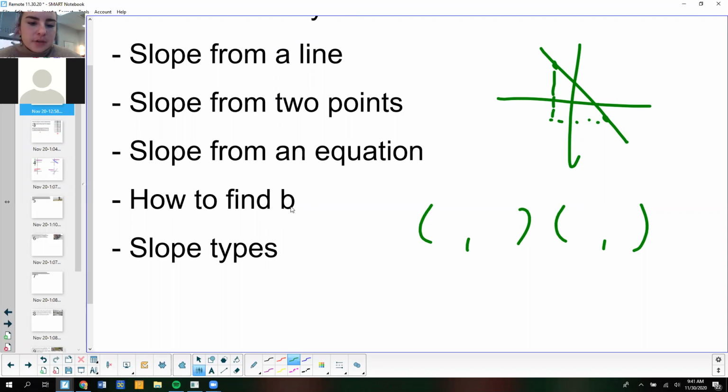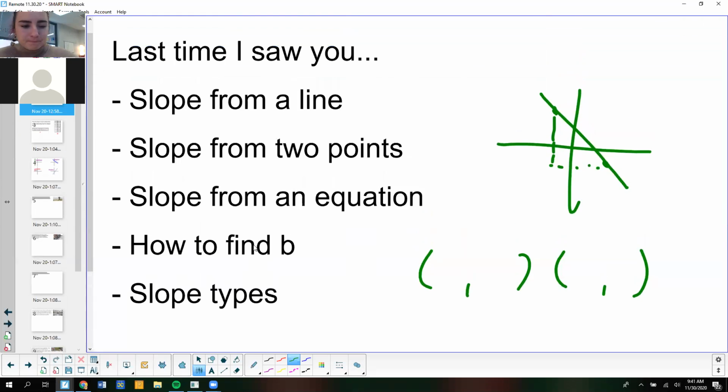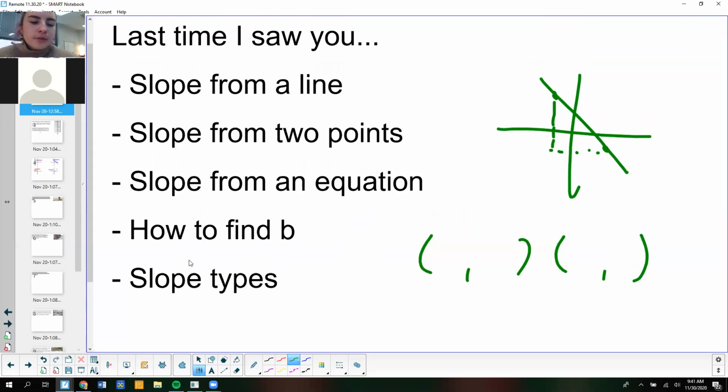How to find B. So B is our y-intercept. And then we've also talked about slope types. So positive, negative, undefined, and zero slope. So these are kind of all the things that we've been practicing, getting better at, understanding.